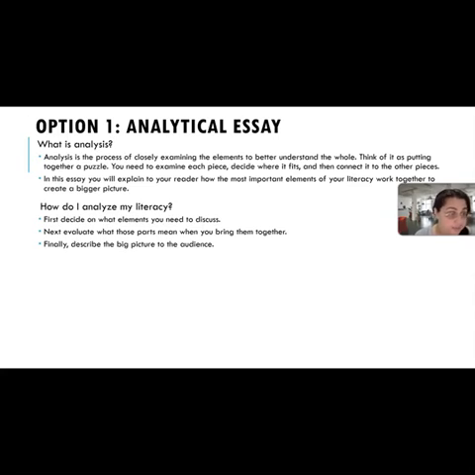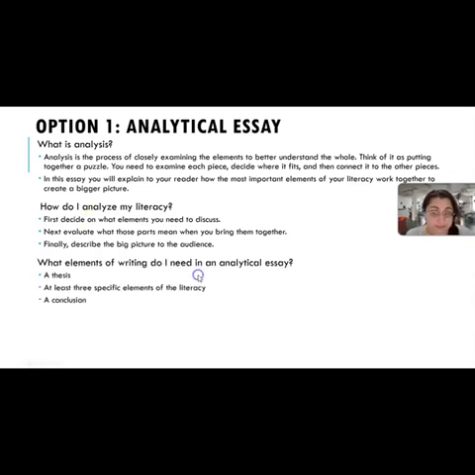And then finally, I need to explain that big connection. How is it influencing? How does one thing influence the other, right? So you need to decide on the elements or your big picture. You need to evaluate the pieces that are going to come together to show your big picture. And then you need to describe that big picture to the audience. In doing that, what elements of writing might you need for this essay, right? So first of all, you need your thesis or your main idea. So once again, let's say we're looking at gaming.